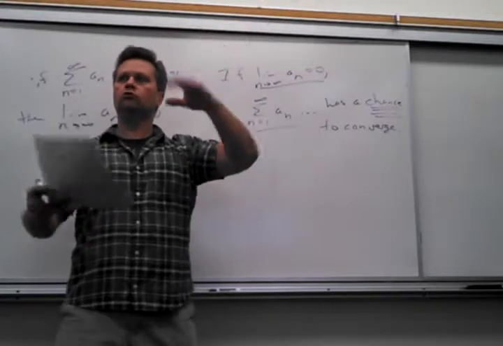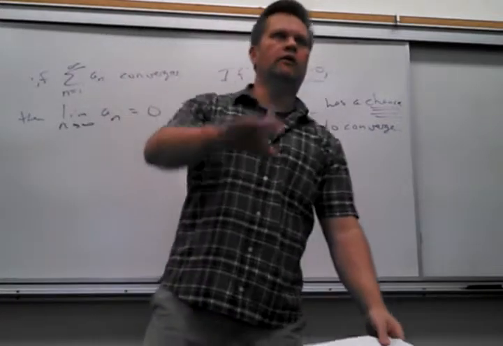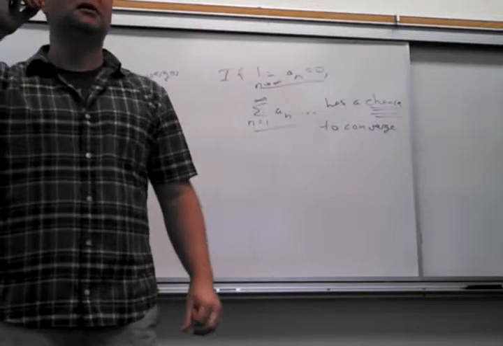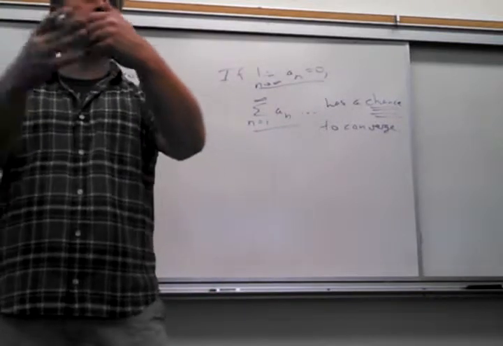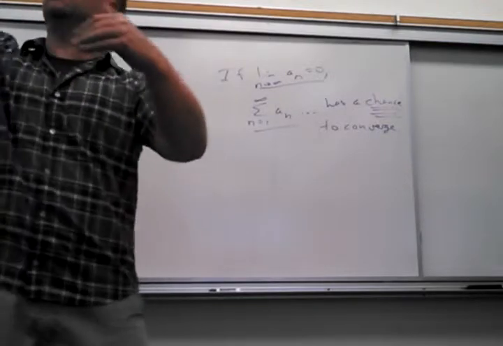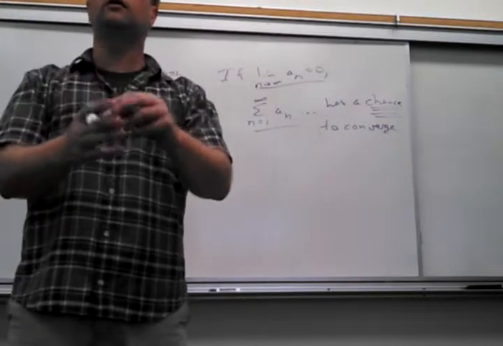So if that's true, should it be easier or harder for it to converge, do you think? If every other term is negative, what do you think? Easier. Easier, because it's subtracting from itself every other term, right? So it's like I'm growing, I'm shrinking, I'm growing, I'm shrinking, I'm growing. So it should be easier for it to converge. It should be easier to prove that it converges, right?